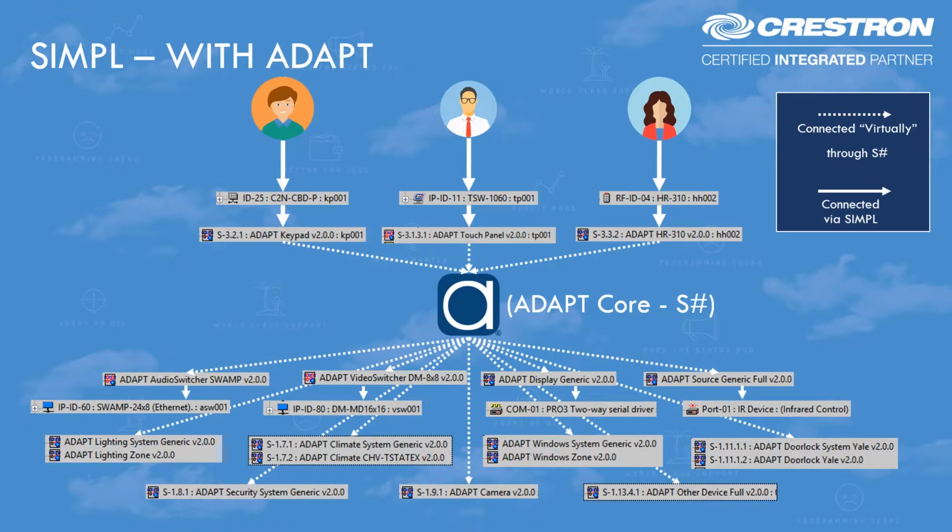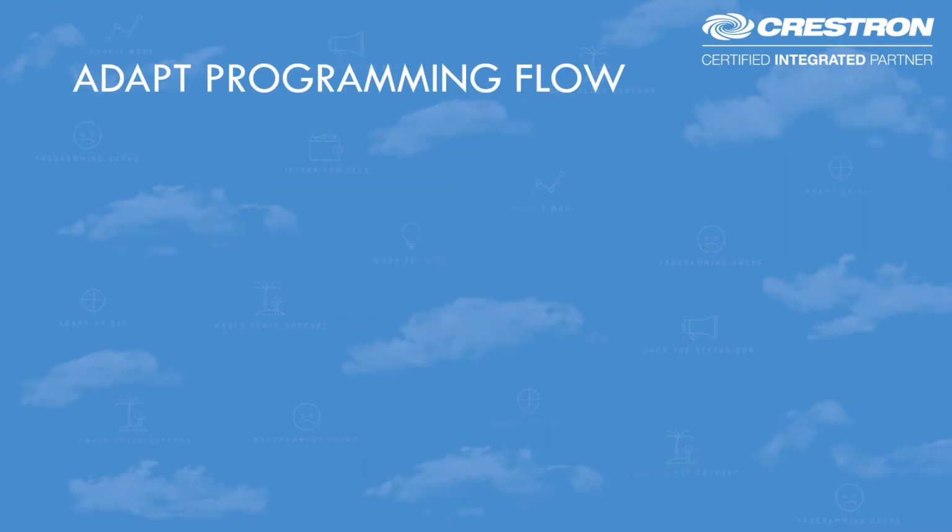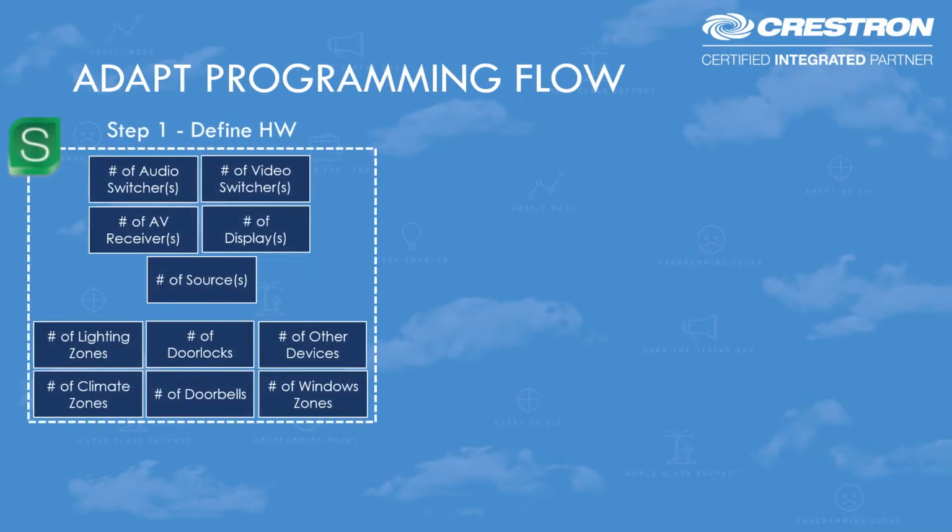And so when we're building our very own simple Windows programs, like we're going to do in just a sec, we want to think about, okay, how do I start and where do I go from there? And we call this our adapt programming flow. The way that you start any adapt program is you're going to start in simple Windows, and you're going to define all your hardware. This is where you're bringing in adapt modules and connecting them to their respective hardware.